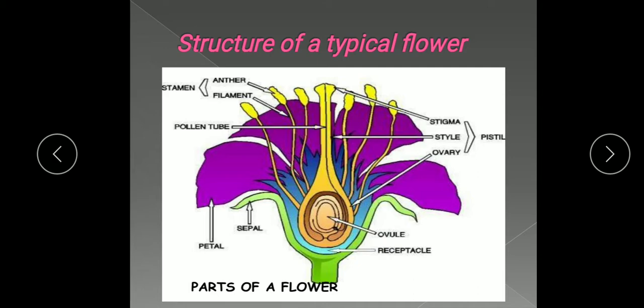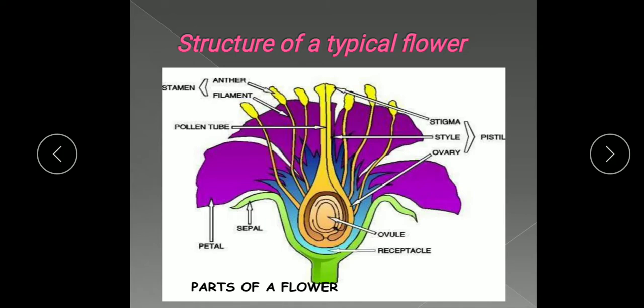A typical flower has four sets of appendages or parts arranged successively on the swollen end of the stalk, called the thalamus or the receptacle. So this is a stalk. With the help of the stalk, the flower is attached to the branch, and this is the receptacle. It is the swollen end on which all the floral whorls are attached.